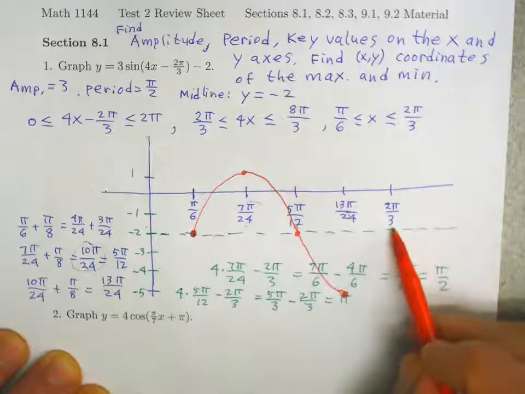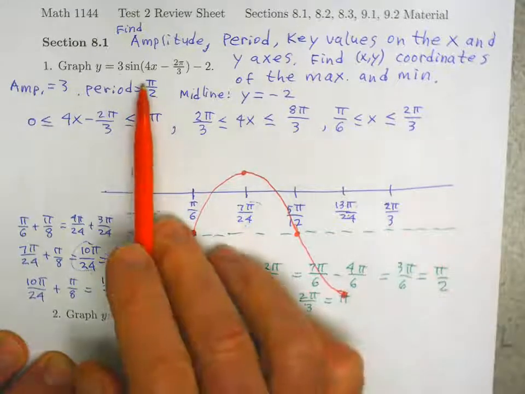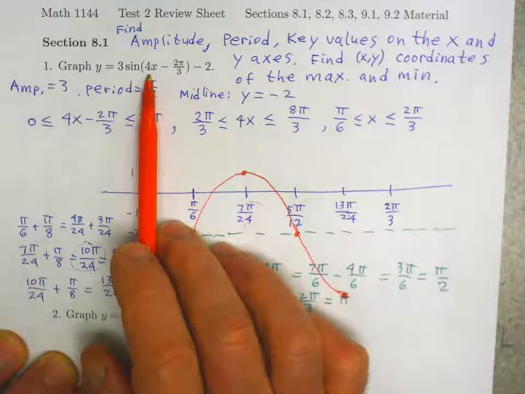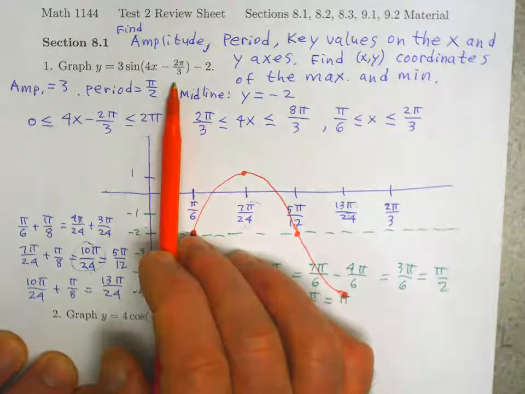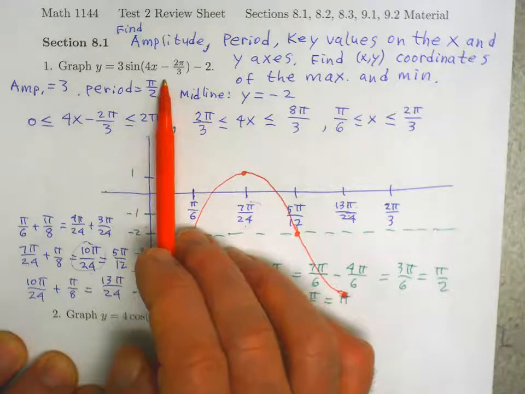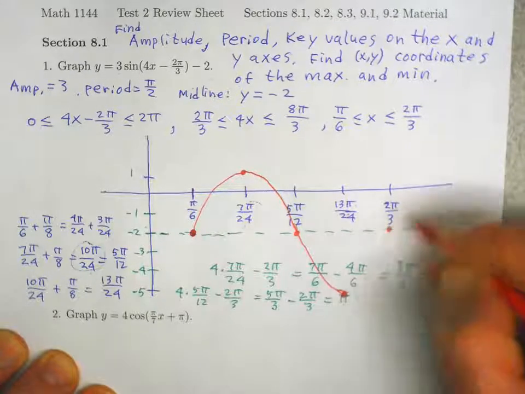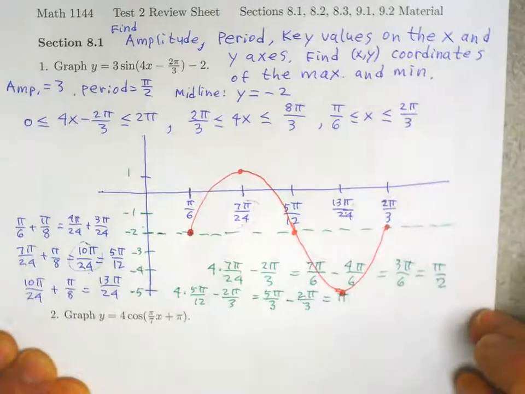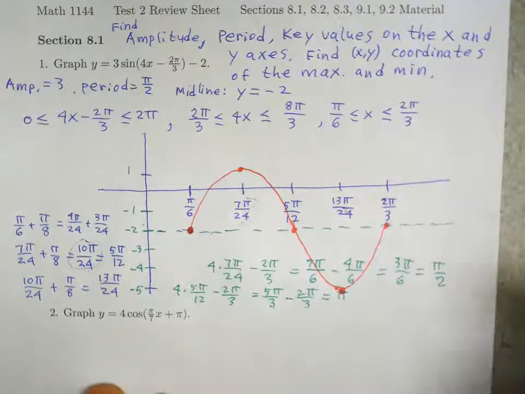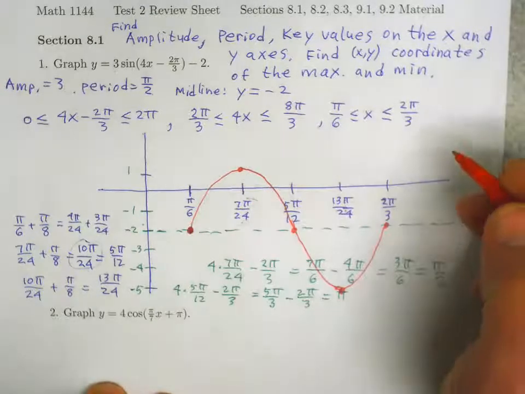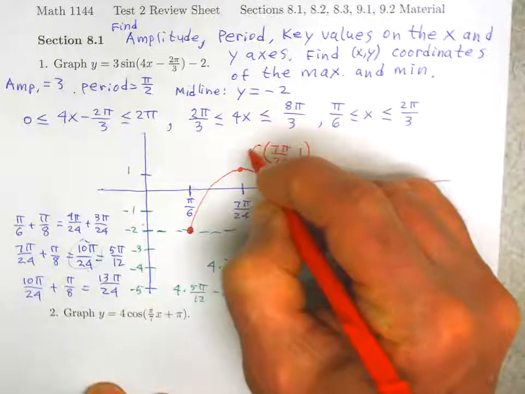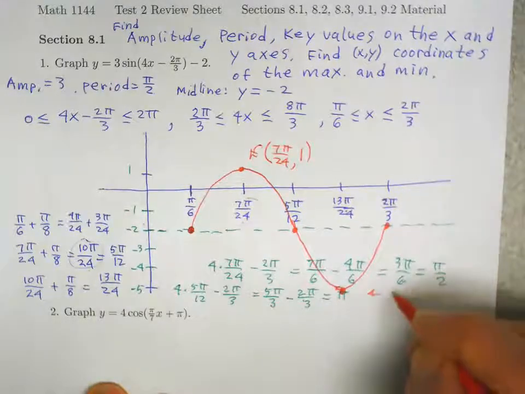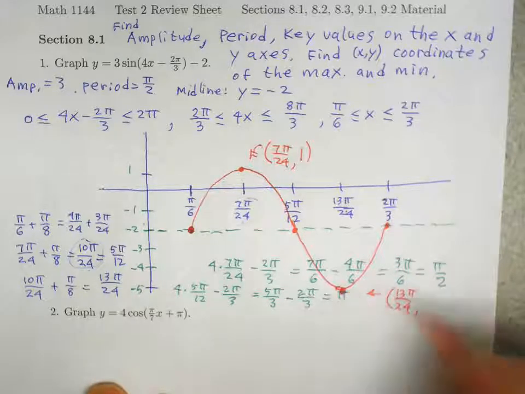And then finally, when x is 2 pi over 3, this will be easier to compute. 4 times 2 pi over 3 is 8 pi over 3. 8 pi over 3 minus 2 pi over 3 is 6 pi over 3, which is 2 pi. Sine of 2 pi is 0. 0 minus 2 is negative 2. So there is our 1 period of that sine function. Okay, be able to label the maximum on this interval. The x-coordinate is 7 pi over 24, and the y-coordinate is 1 for the maximum. And for the minimum, the x value is 13 pi over 24, and the y value is negative 5.